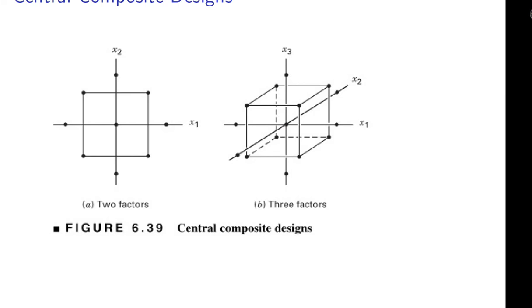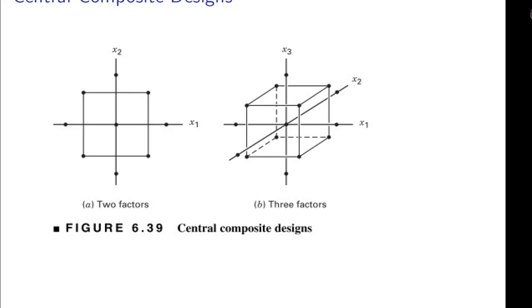In the diagram on the left, you'll see two factors, x1, x2, that define a plane of experimental runs, and each of the experimental runs is a black dot, a circle that you see. If it is a 2 to the k design, then it's simply the four black dots that are the corners of the square that you see.